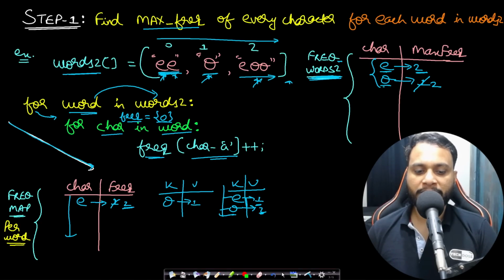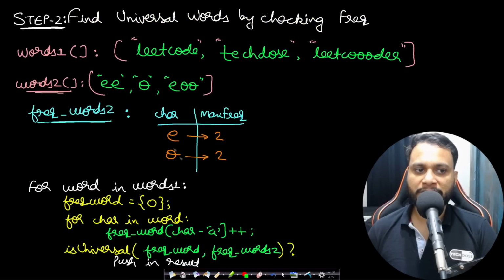After determining the maximum frequency of each character, we go to step number 2 and iterate over each of the words in words 1, and we will be checking if it is universal. So find universal words by checking the frequency. What we will do is, let's say, pick Leetcode, and if I pick Leetcode, then I will have to find the frequency of each of the unique characters occurring in Leetcode.